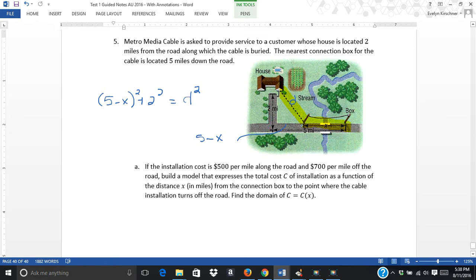This is 2. This is the variable where they end up going off the road, and so it's 5 minus x. So this distance here, the distance when I go off the road, is the square root of 4 plus (5 minus x) squared. And what I know is the cost is 500 times this x. 500 times x is how long it is along the road, and this cost is 700 d.